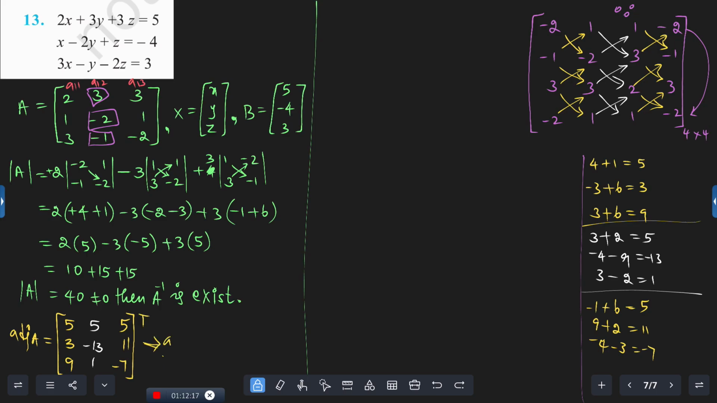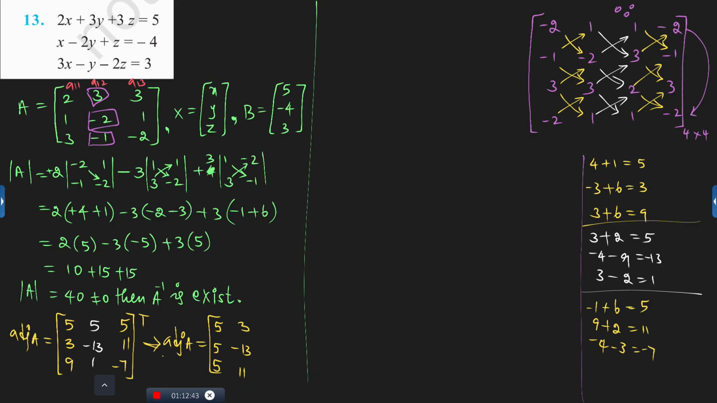After applying the transpose, what am I getting as the adjoint of A? If you apply the transpose, you will be getting 5 5 5. Is it okay? Next, write that 3 minus 13, and next 11. Understand? Next one, 9 1 minus 7. This is my required adjoint of A.